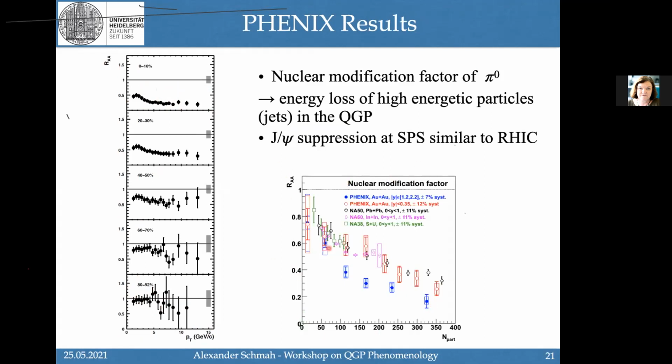Also, the J/psi suppression. So here you deal with charm particles, measured at PHENIX and also at STAR. You see it here as a function of number of participating nucleons, and in comparison actually to results from SPS, and this turned out to be very similar. So here you mainly deal with this dissociation physics of charm in the QGP.